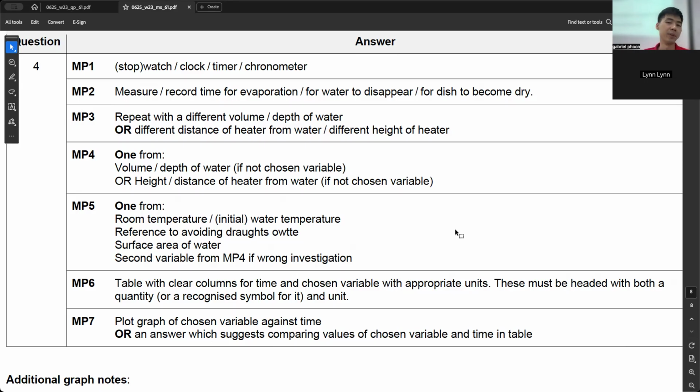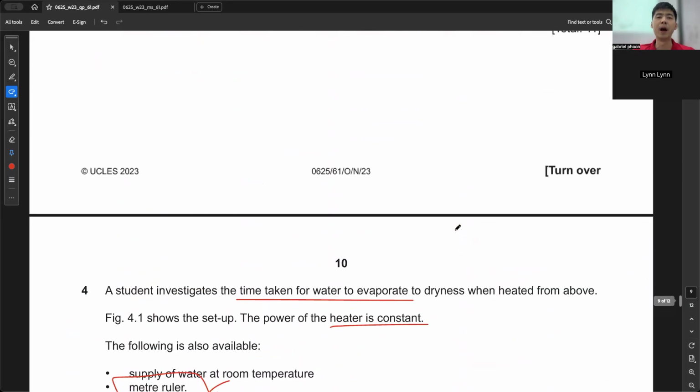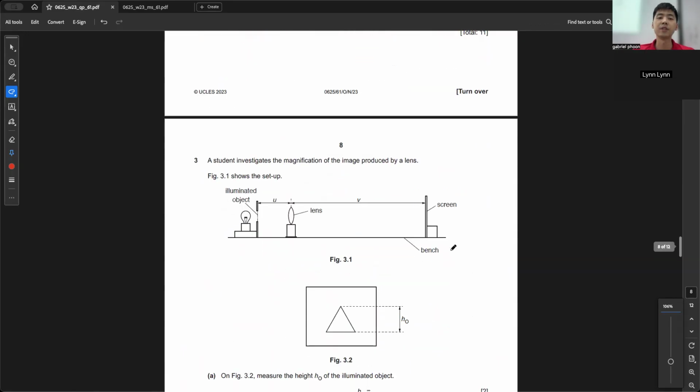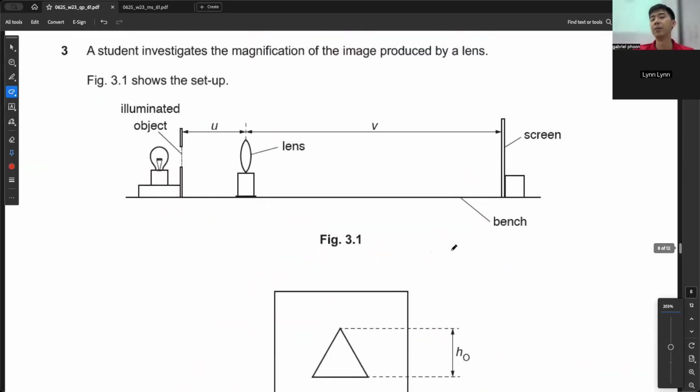Okay, guys, please write something down. Show me your answer. Then if you're done with this, you can start doing the rest of the paper already. Actually, before we do the rest of the paper, I want to highlight one more thing. You see this kind of experiment? Quite commonly asked in your exam. If you've done enough paper 6, you'll know that this question comes out every year. And every year they'll always ask you what the precautions are.